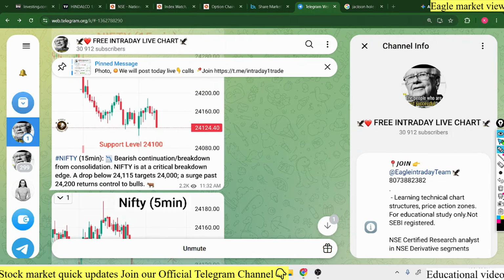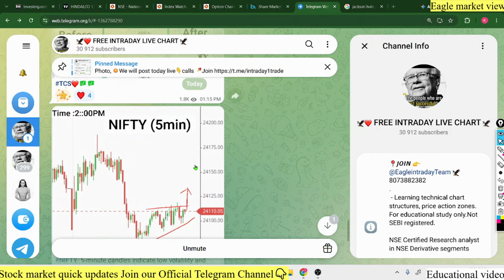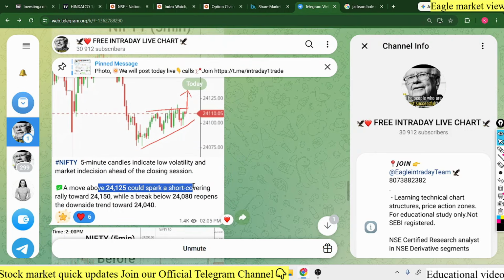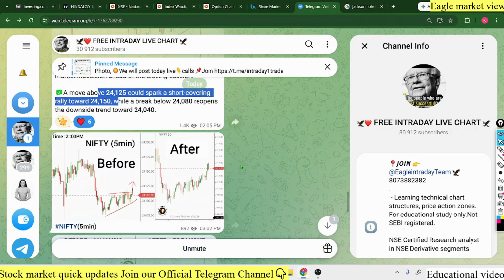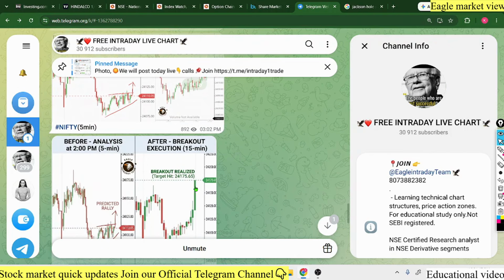Okay, so same thing. All the content is for educational purposes only. You can watch here, Nifty: once the price breaks out above 24,125, there is a short covering rally. Same thing, once the price breaks out of this level, we have seen a short covering rally also.